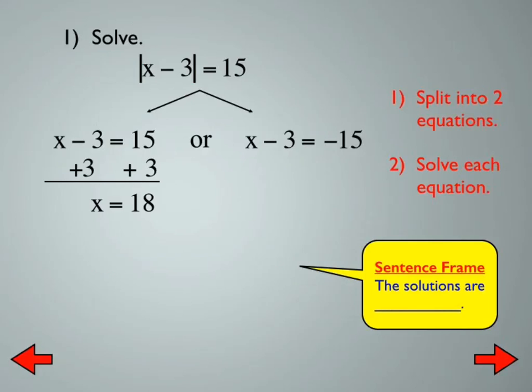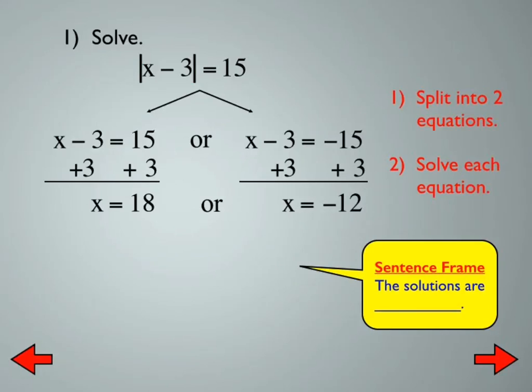And in the right-hand equation, we have to use the addition property of equality once again. We add 3 to both sides. And what does that equation give us? Negative 12. Now, the first common mistake is to think that once you get 18 for the first one, the second one is automatically negative 18. No, most of the time that's not true.